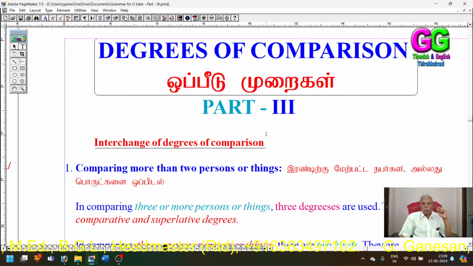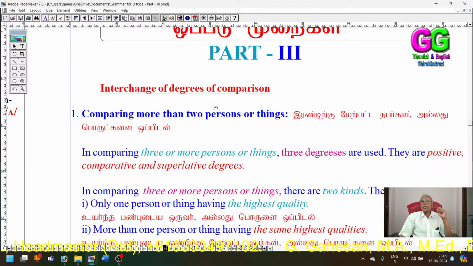Degree of comparison. Part 3. Interchange of degrees of comparison. Comparing more than two persons or things. That is comparing three or more persons or things.